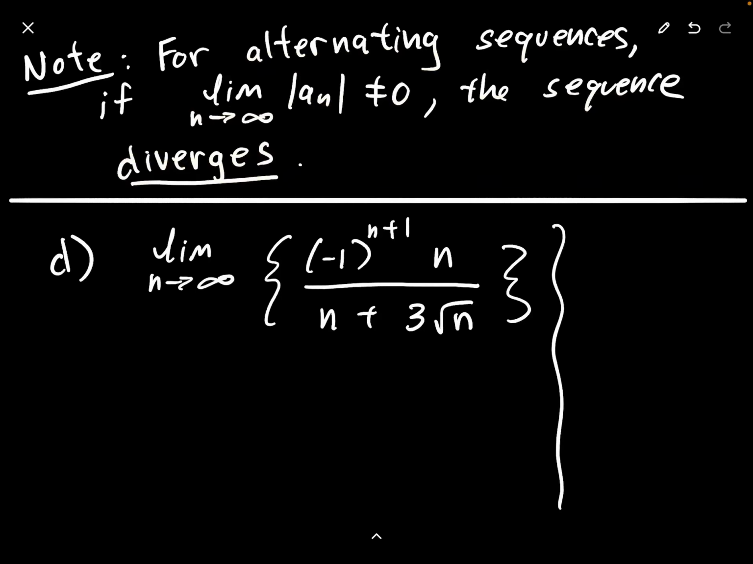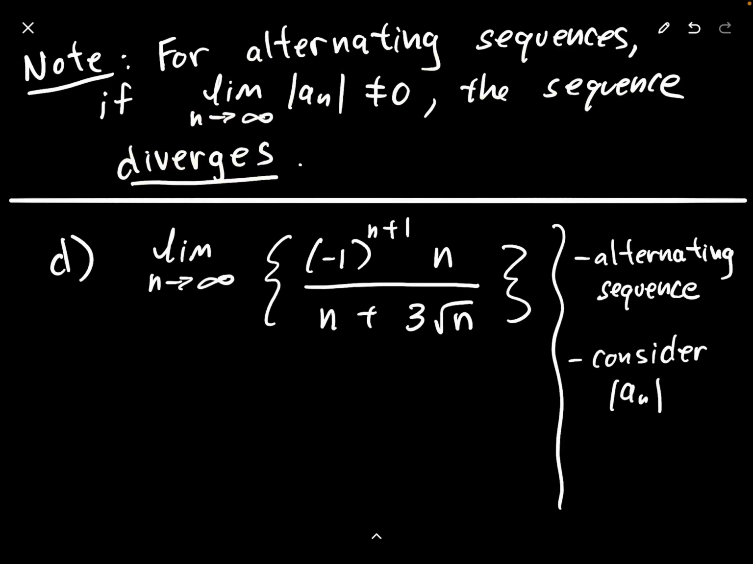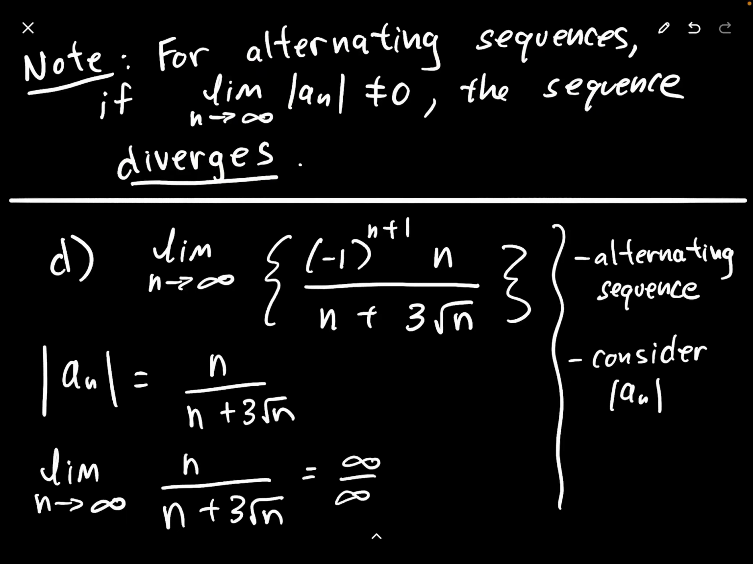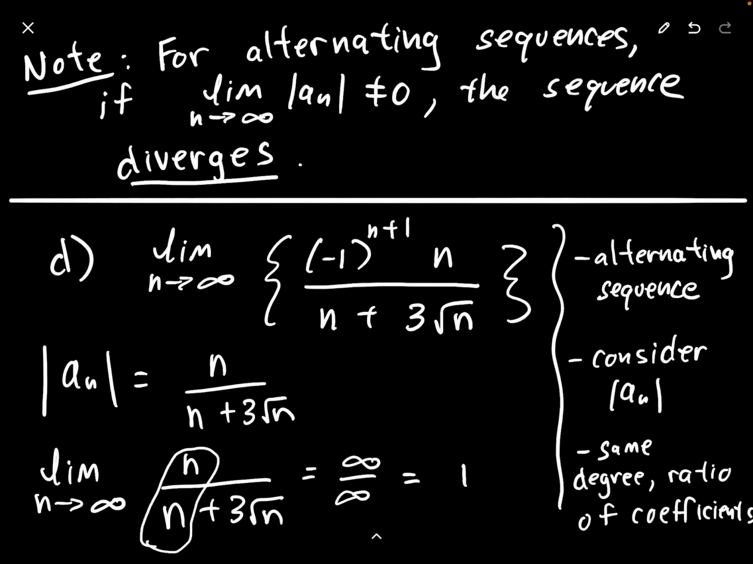So in the next example, we have an alternating sequence. So we can consider its absolute value. So we take the limit as n becomes large of n over n plus 3 root n, which will be infinity over infinity. Here I will circle out the highest power terms. They have the same degree, so the limit will be the ratio of the coefficients. So here we have an alternating sequence, and the limit is 1, which is not equal to 0. So the sequence diverges.